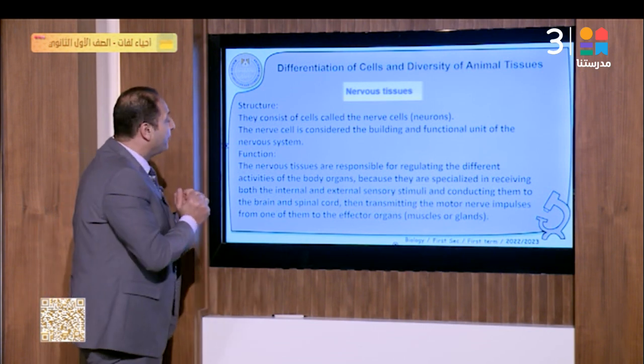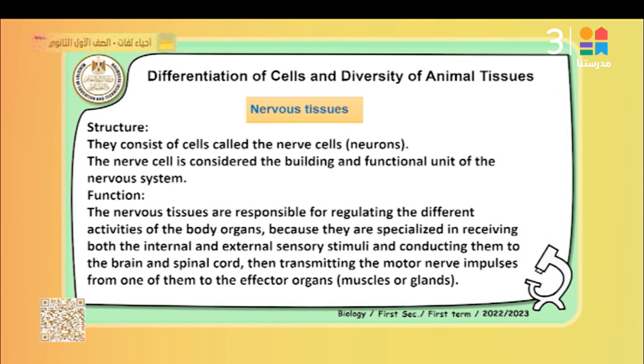That's right, because they are specialized in receiving both internal and external sensory stimuli that reach the effector organs, muscles or glands, conducting them to the brain and the spinal cord, then transmitting the motor nerve impulses from them to the effector organs, which are muscles or glands. That's right.